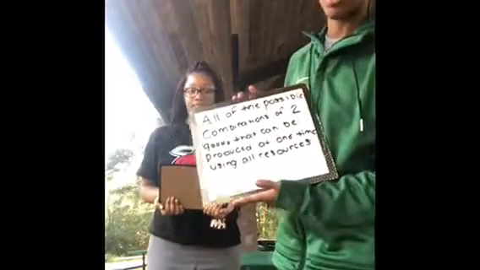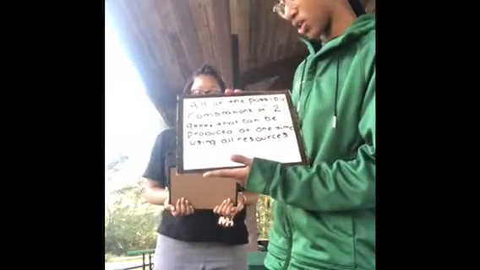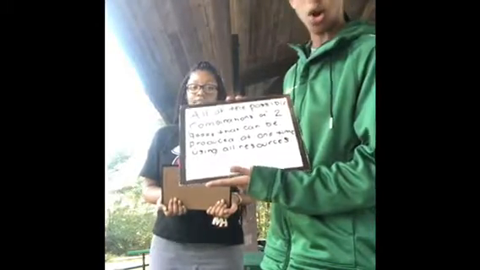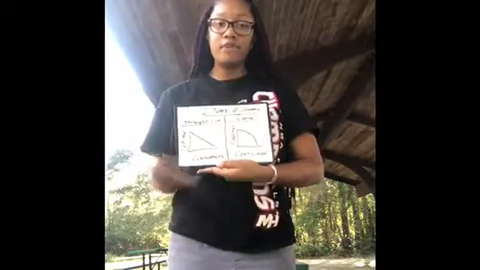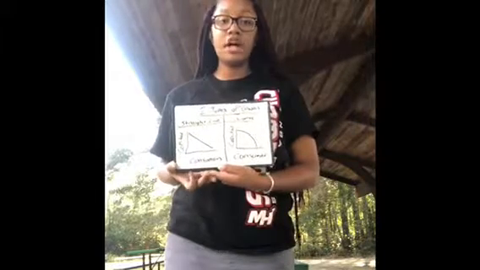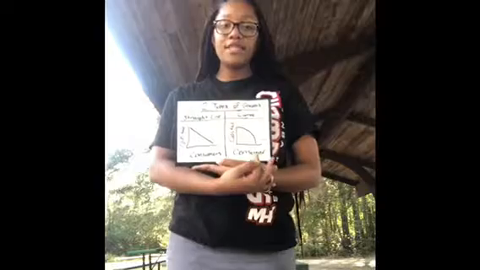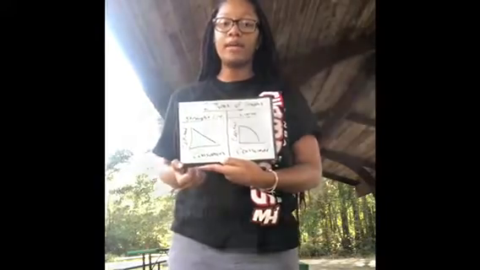The definition of the PPC is all of the possible combinations of two goods that can be produced at one time using all resources. Next, we're going to go into the two different types of graphs. Right here, you have the straight line graph, and then you have the curved graph. The straight line means that there's constant opportunity cost because the goods are similar. However, the curved line means that there's an increasing opportunity cost because the goods are different.